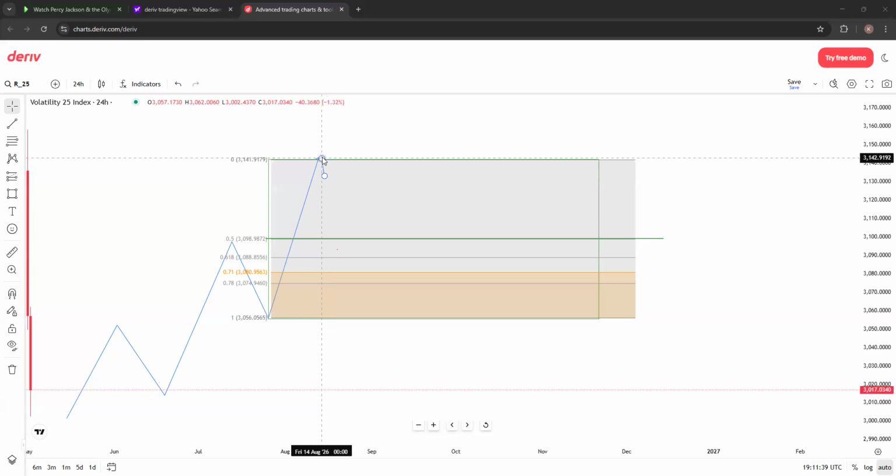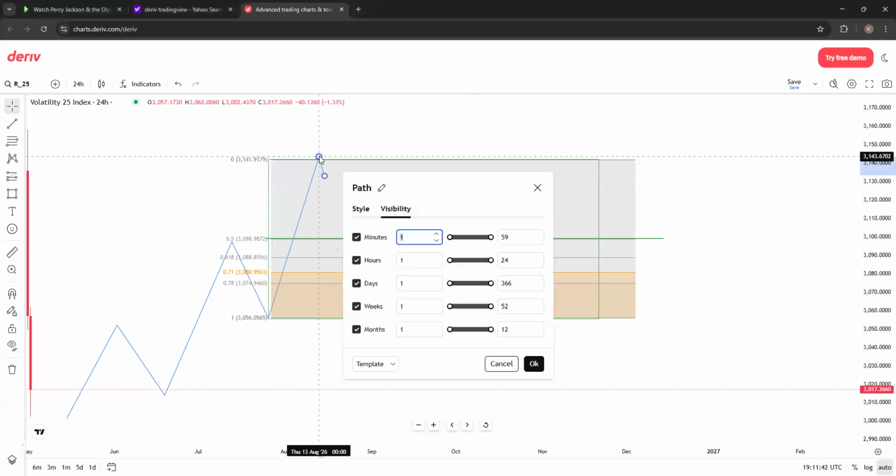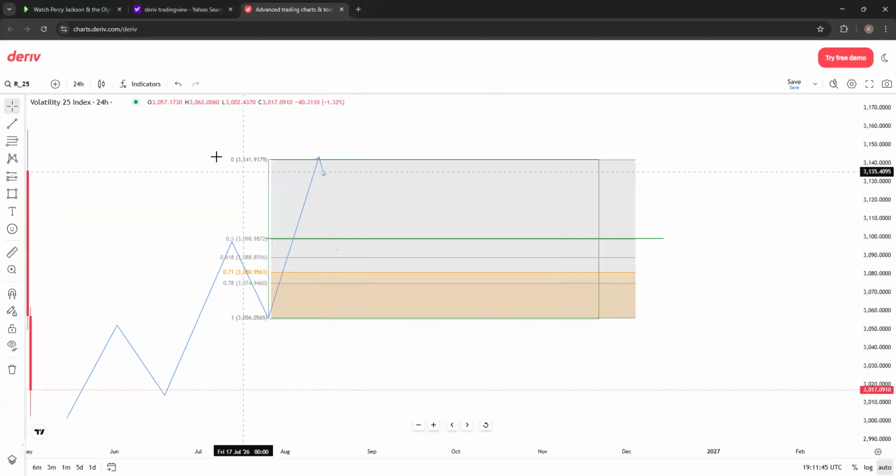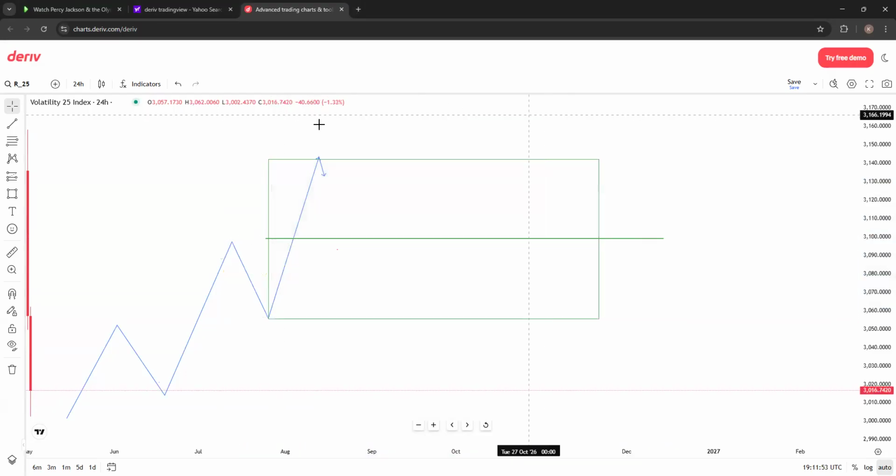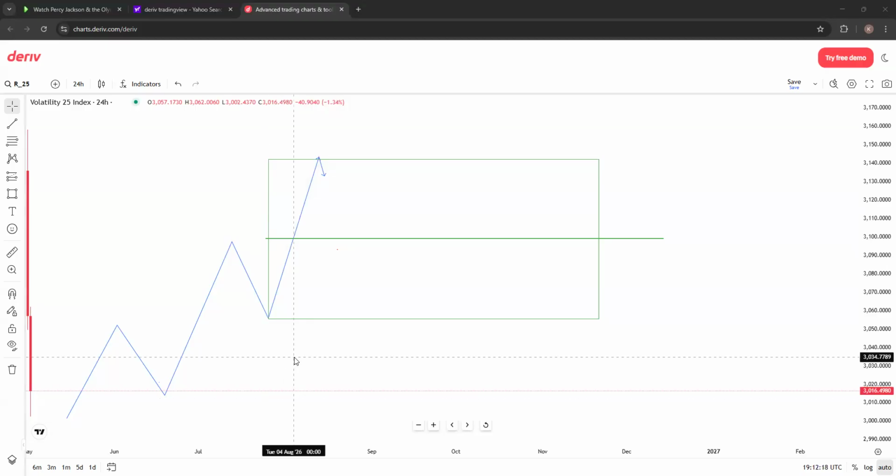So I want us to look at this, right? Whenever we reach a point of interest, it simply means an area where we're expecting reactions to happen on our trade, right?